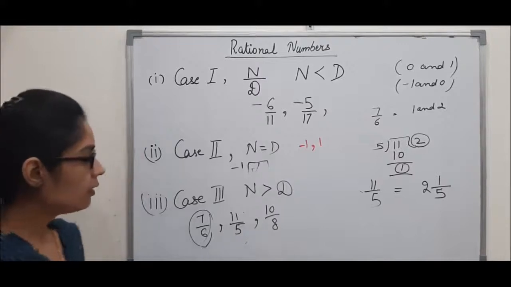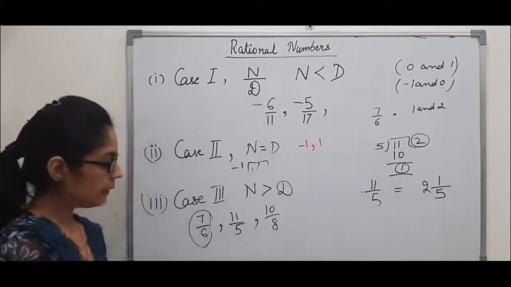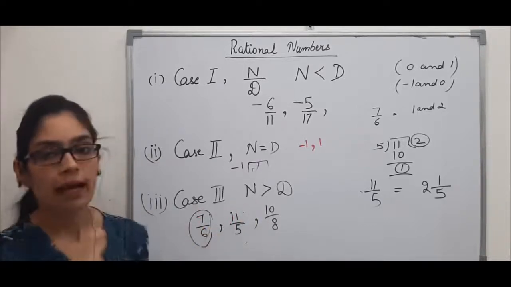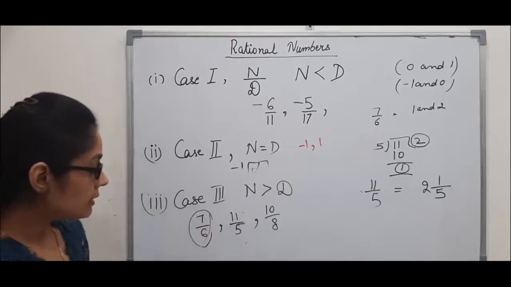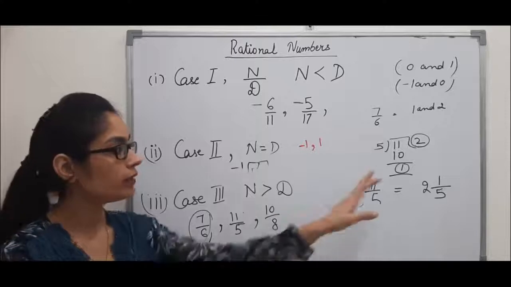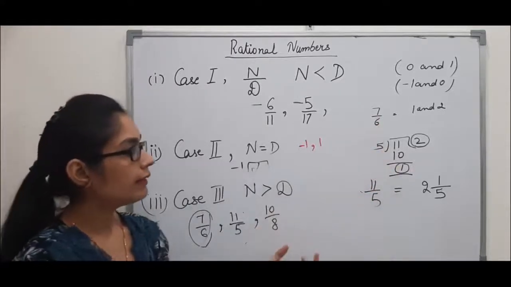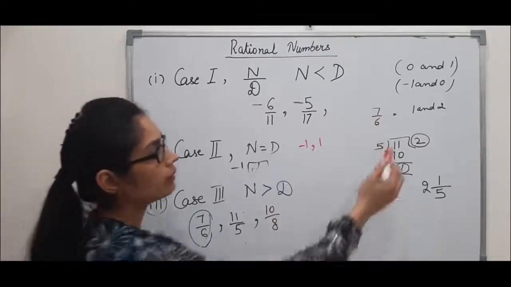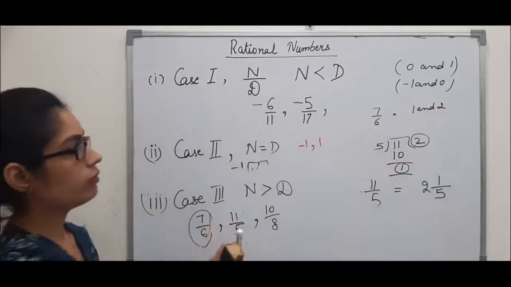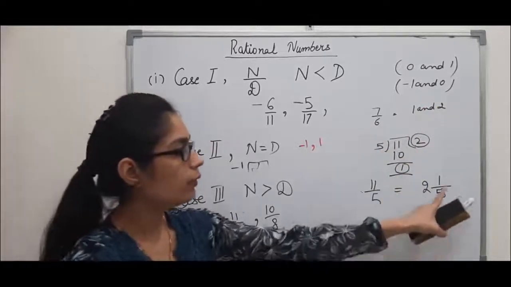Now the third case, when the numerator is greater than the denominator. Here the examples I have taken are 7 by 6, 11 by 5 and 10 by 8. In this case, you have to first convert the fraction into a mixed fraction. See, I converted 7 by 6 into a mixed fraction, and then I got to know that the number will lie between 1 and 2. So this is also 11 by 5. I converted it to a mixed fraction and got 2 into 1 by 5.